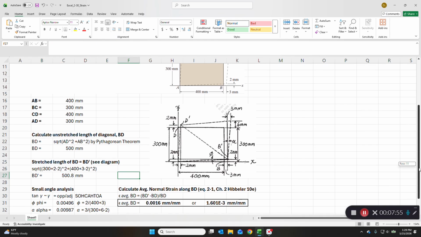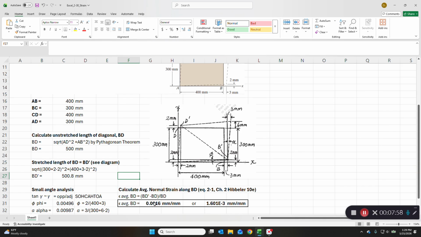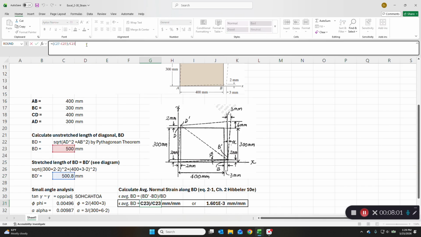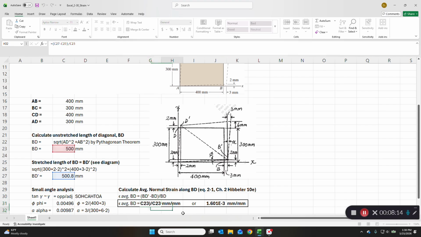Okay, now we can solve the first part of the problem, which is the average normal strain along BD. So that's just simply done by taking, similar to the last example, 500.8, which is BD prime, minus the 500, which is BD, divided by BD. So it's the delta over the L sub O. And that gives us 0.0016. And again, we can look at that in terms of a percentage if you wish. And that would give us about 0.16%. Okay, so let's go back to the number for millimeters per millimeter, and then you can see it in scientific notation or engineering notation here.